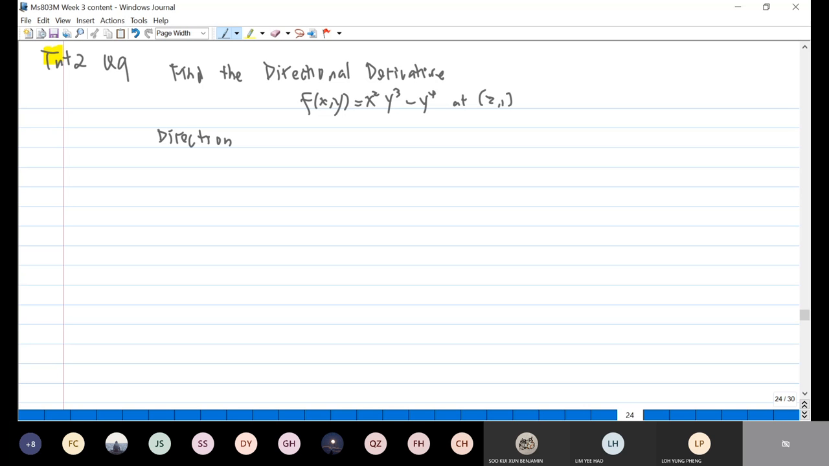The direction of the vector is a unit vector now. Direction given by the angle, I think this is measured from the x-axis, okay, from the x-axis. This is the question here.